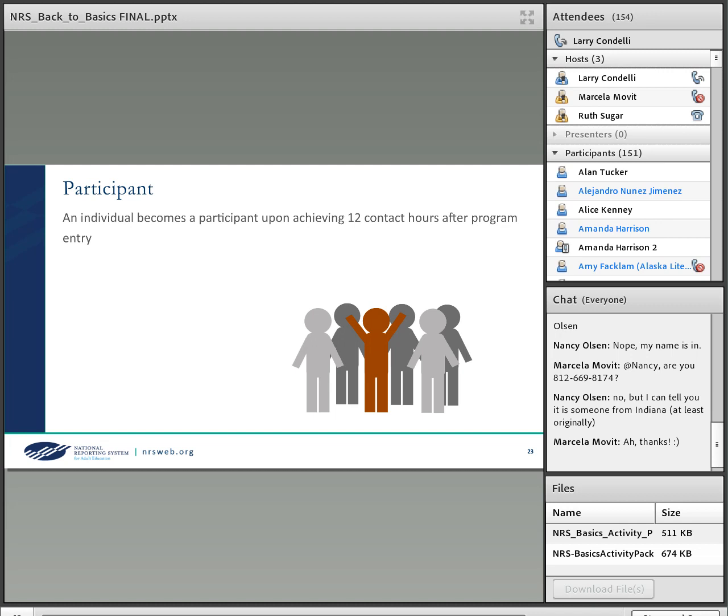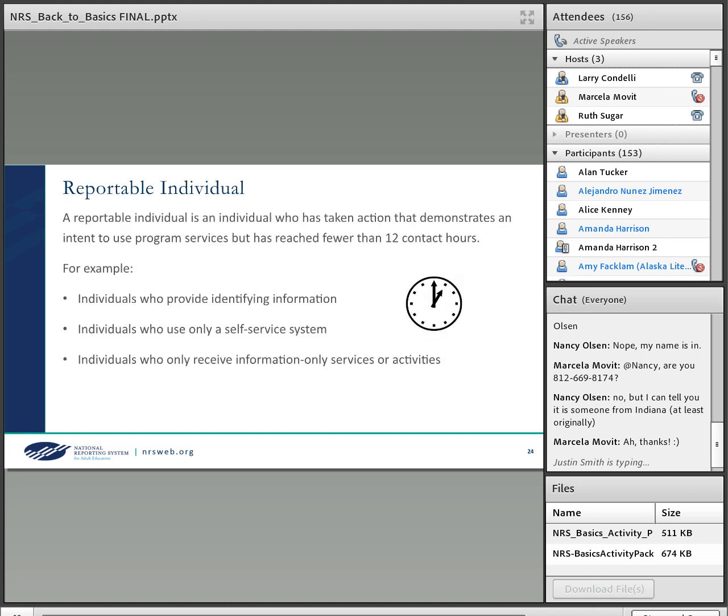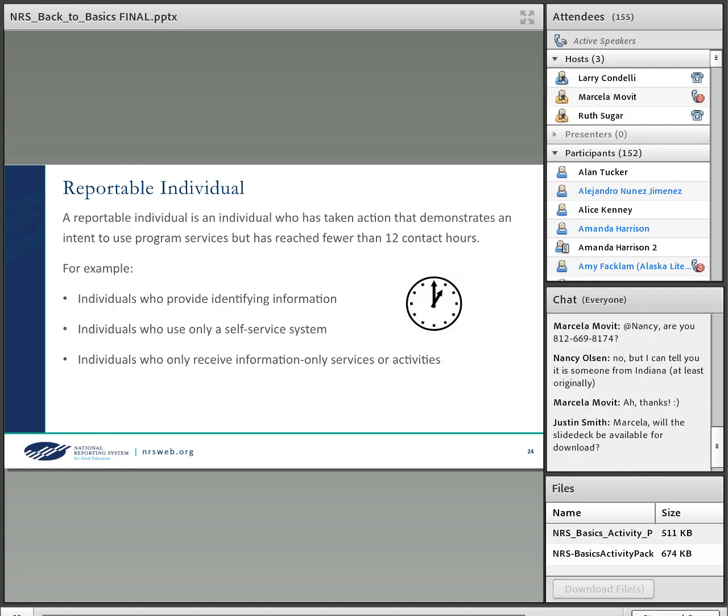participant. So we have what's known as a participant, kind of a technical term. We would often call them a student, I guess, in adult ed. But that's an individual who achieves 12 or more contact hours after entry. And that is to be distinguished from a reportable individual, who's an individual who takes an action to demonstrate intention to access services, but has fewer than 12 hours.